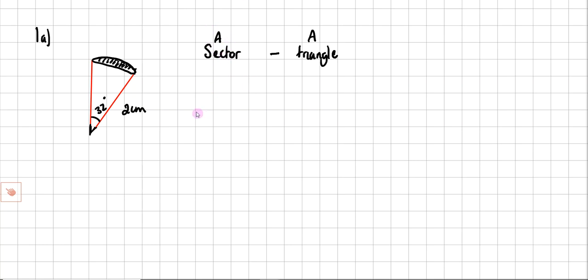So what's the area of the sector? So it's 32 degrees out of 360 degrees multiplied by pi multiplied by 2 squared. Yeah, do that. Minus, what's the area of the triangle now? 1/2 times 2 squared times sine 32 degrees. Got that? So I've just written out without simplifying it yet. Up to you how much simplification you want to do.